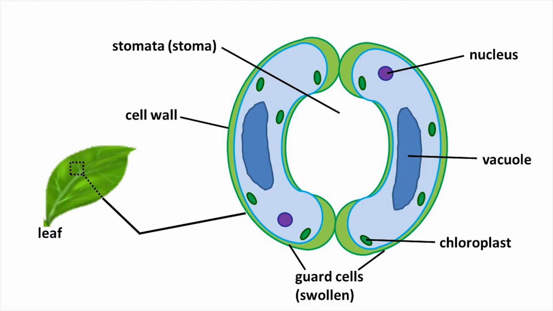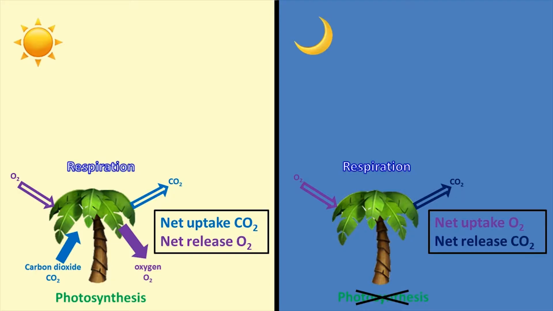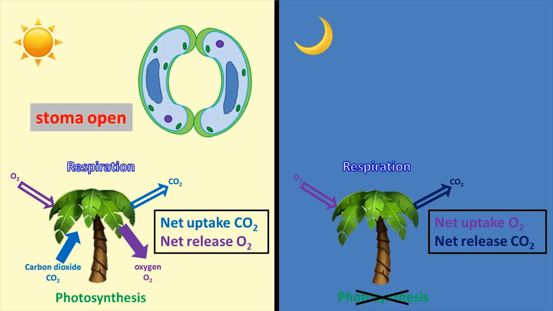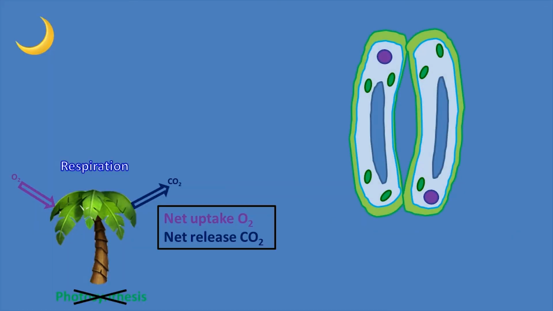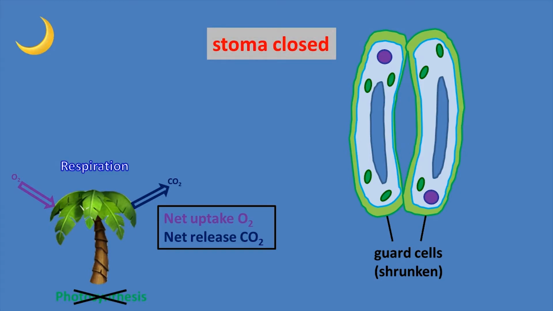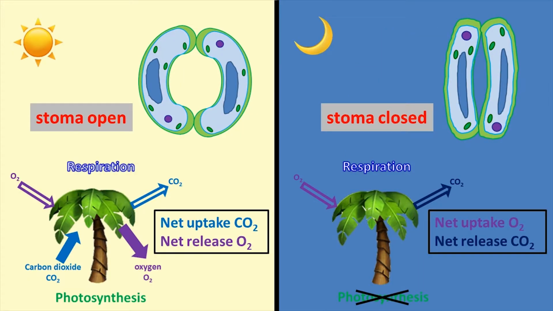When the guard cells are full of water in the daytime, stomata open. Carbon dioxide would diffuse and is taken up from the environment into the leaf, while oxygen is released from the leaf into the atmosphere through the stomata. At nighttime, stomata are closed due to shrinkage of the guard cells as they lose water. We've talked about the net gas exchange in plants.